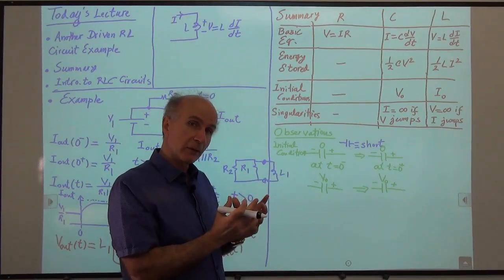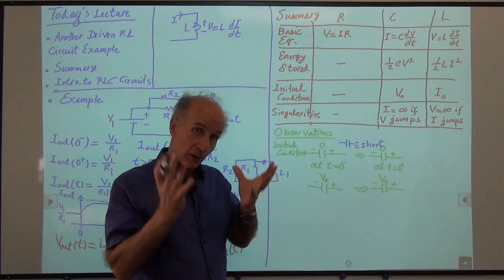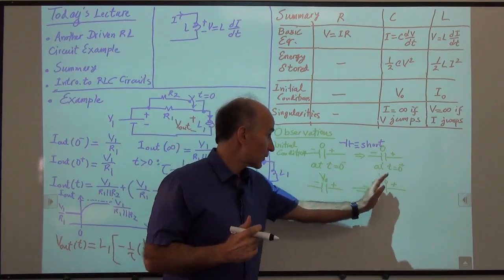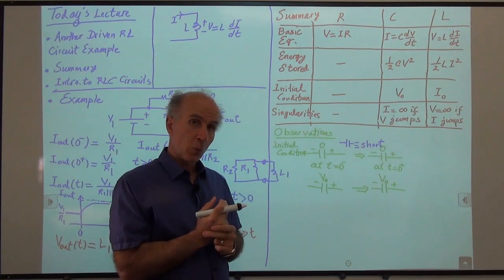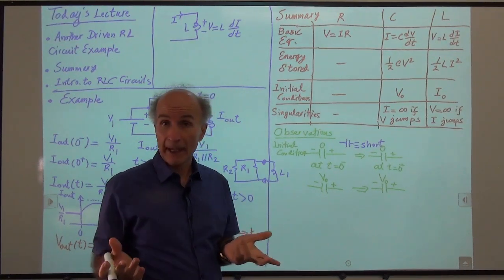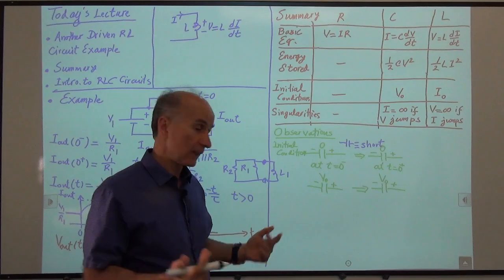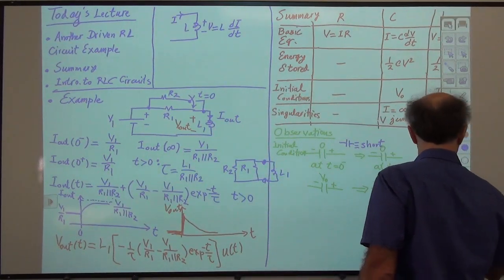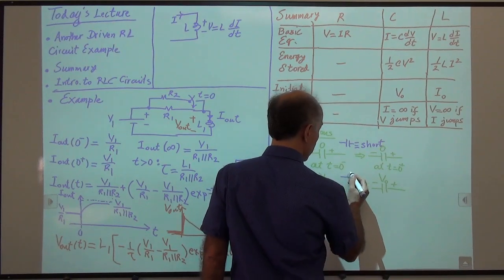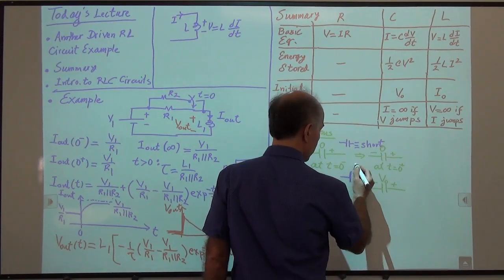So how do I model this capacitor? How do I visualize this capacitor in this very short amount of time from 0 minus to 0 plus? Well, we could model it by a battery. A battery does that exactly, right? So we change the color and we model it by a battery. So here's a battery.